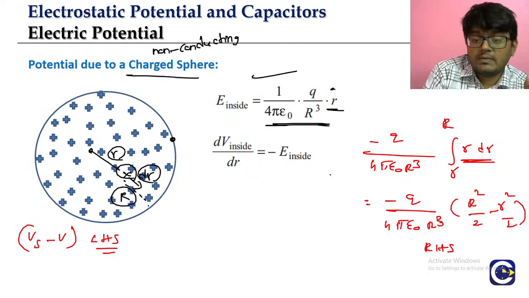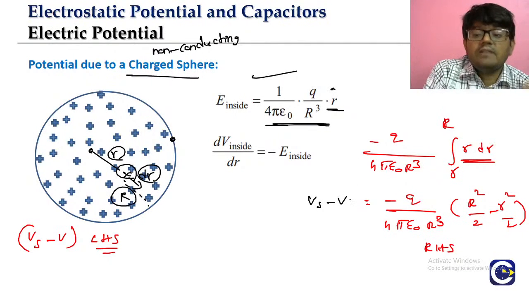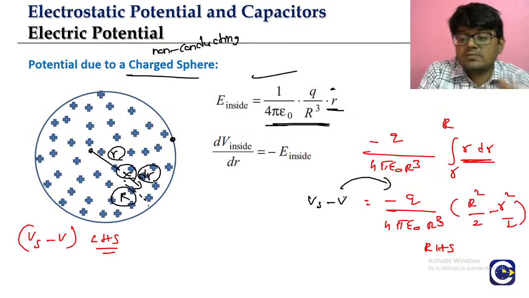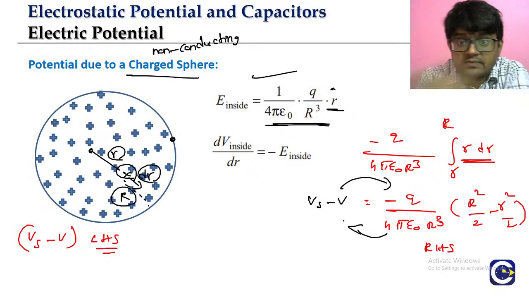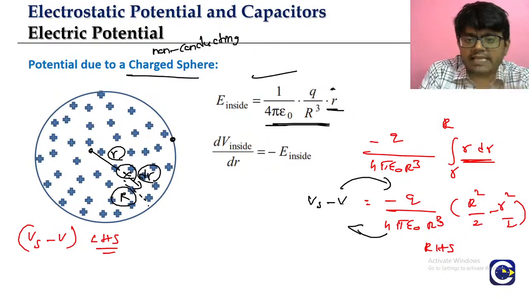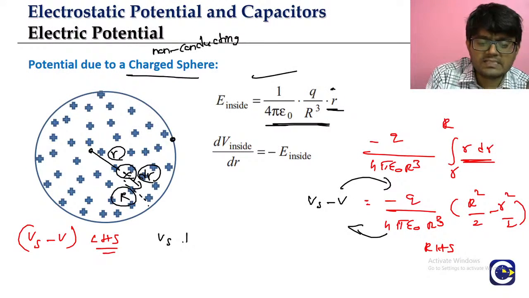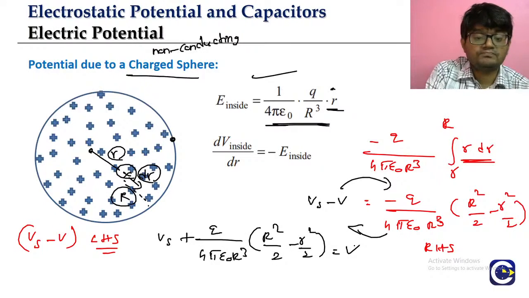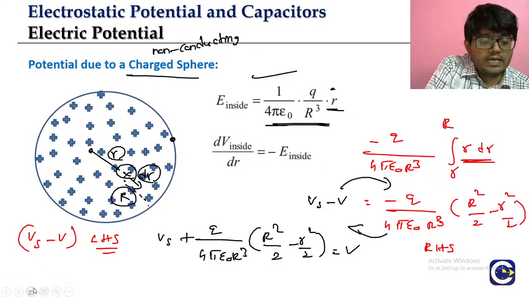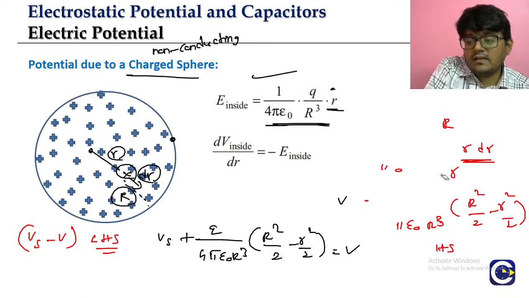LHS is equal to RHS. LHS is Vs minus V. So we will take the minus V to the right side, and the right side term we will bring to the left side, with a sign change. So V equals Vs plus q by 4 pi epsilon naught capital R cube into (capital R square by 2 minus small r square by 2). That is our V value. If we substitute Vs, we will get the final answer for V.